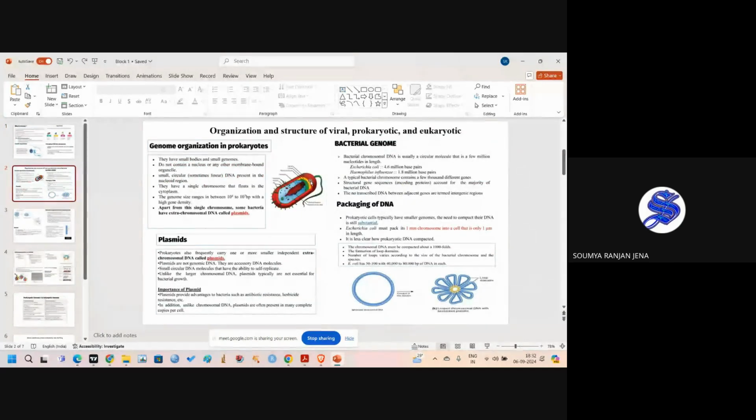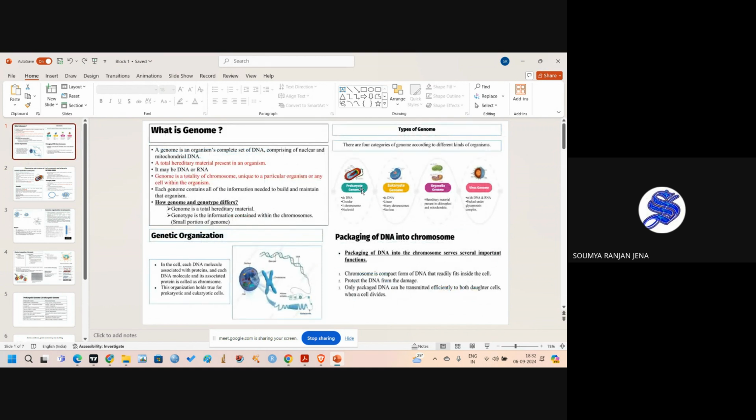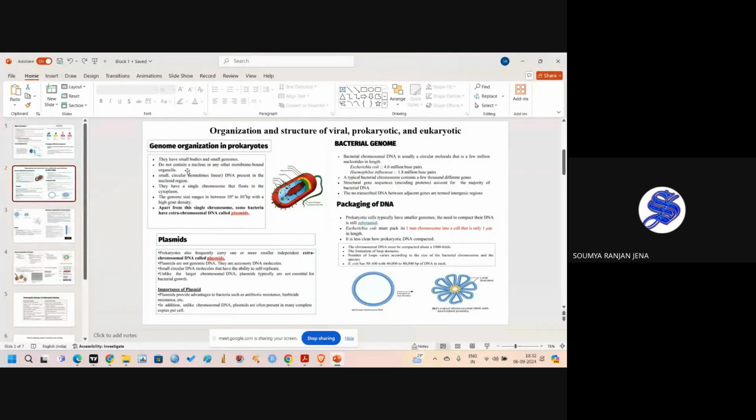If we then go to the organization, how this organization takes place in viral, prokaryotic, and eukaryotic cells. If we go to the genome organization of prokaryotes, as we discussed in the previous slide, the DNA is in nucleoid form. Nucleoid form means irregular form. In prokaryotes, they have small bodies and small genomes. Thus, the prokaryotic cell is very small and they have a small body and the genome is very small.